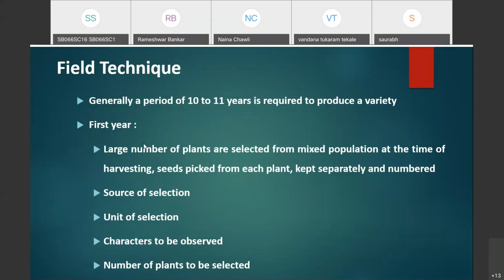Pure line selection, as we have discussed, is the method of selection used in the improvement of self pollinated crops. It is the method generally practiced to improve self pollinated crops, and generally a period of 10 to 11 years is required to produce a variety.